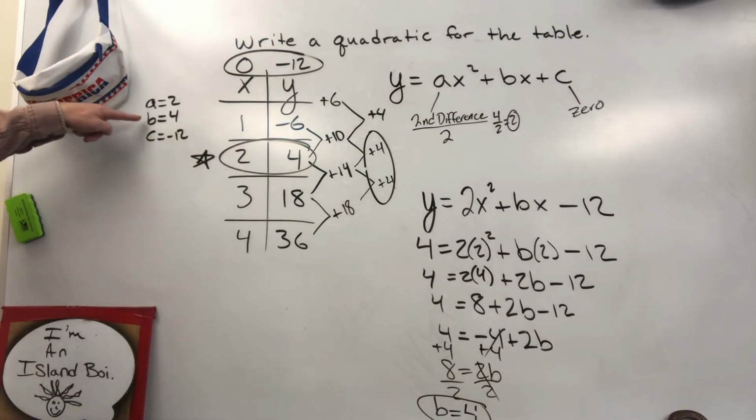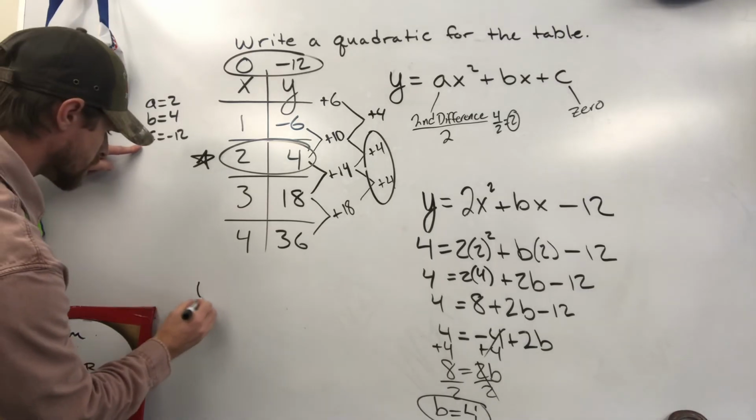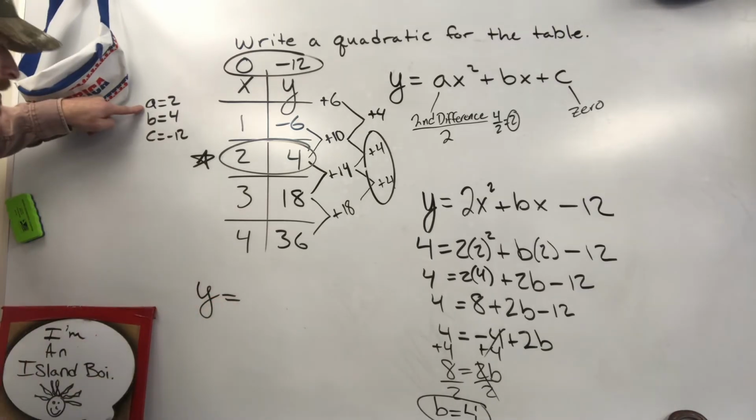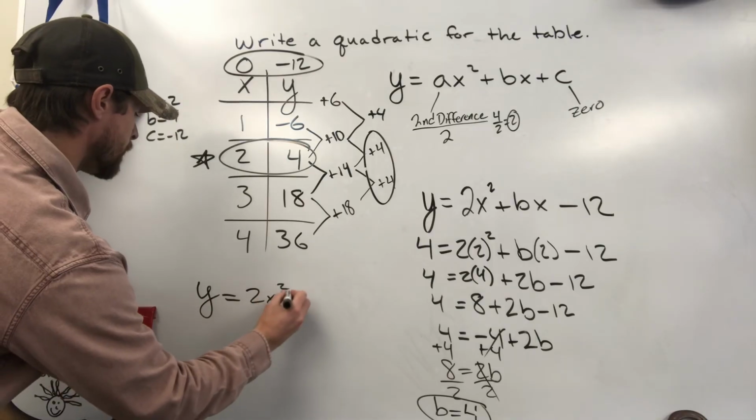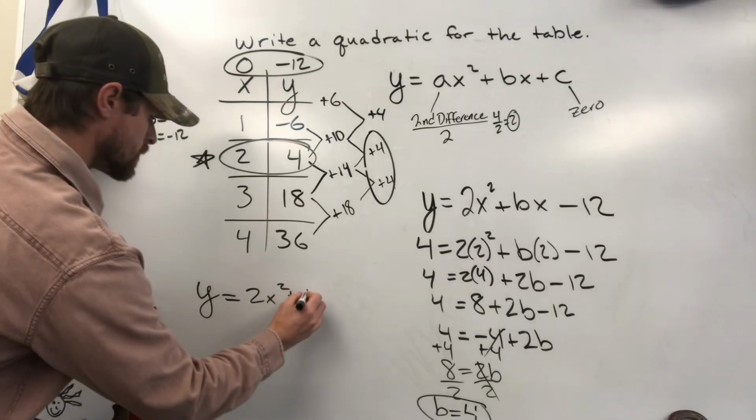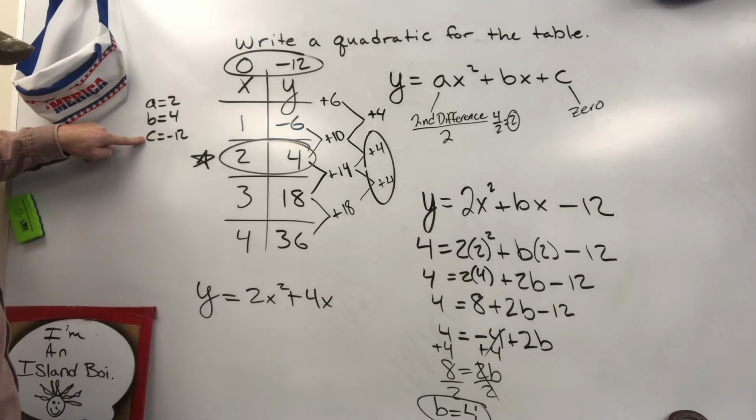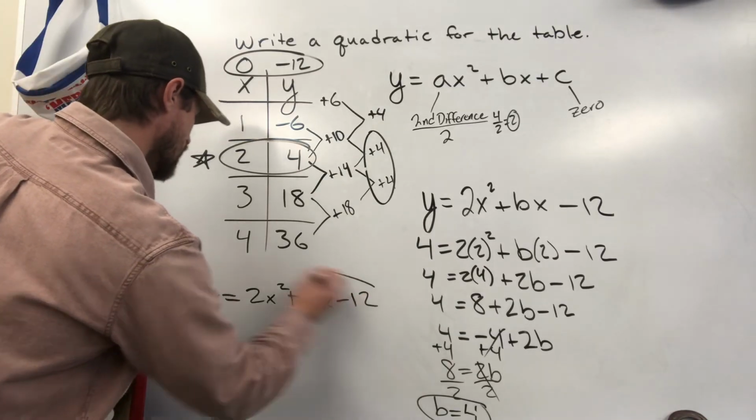I have my a, I have my b, I have my c, so my final answer is y equals 2x squared plus 4x minus 12, which is my 0 term.